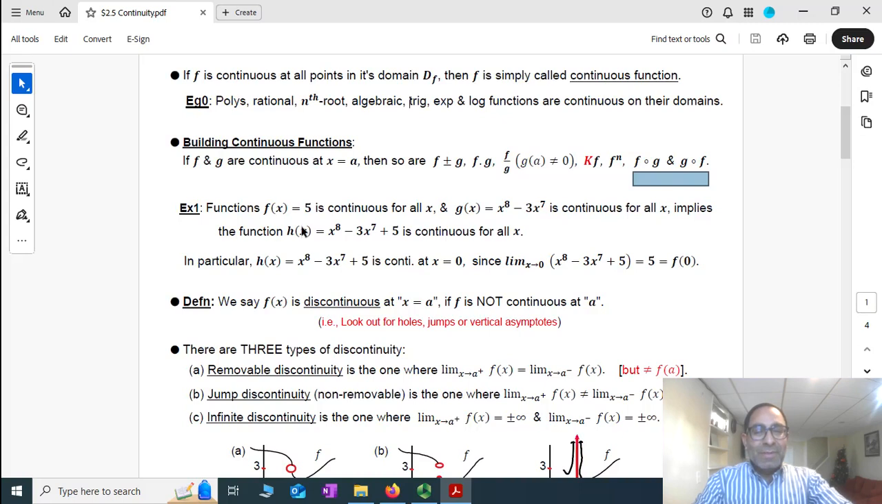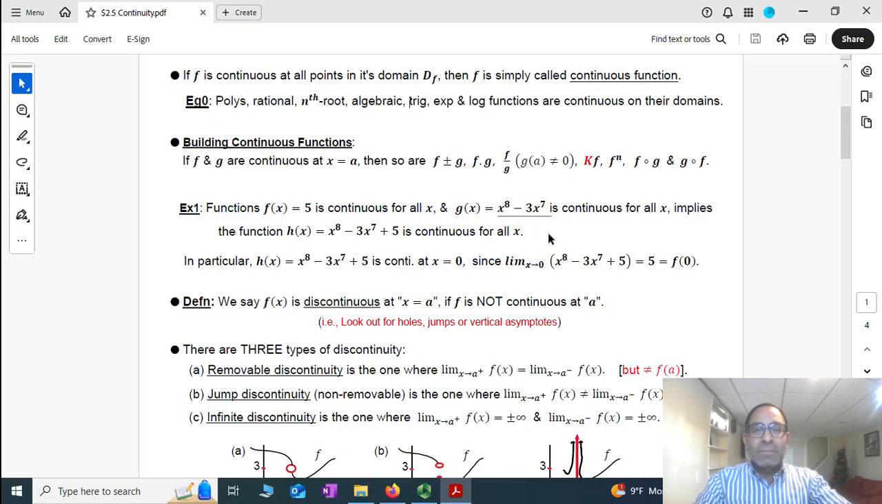Example 1. f of x equals 5 is a continuous function for all x. This function is continuous being a constant function. Similarly, the g function being a polynomial, actually an 8th degree polynomial, is continuous for all x. This implies their sum, f plus g, which is the h function, is continuous for all x.